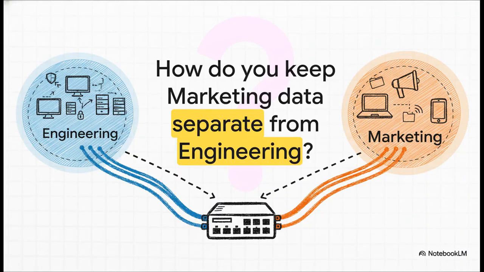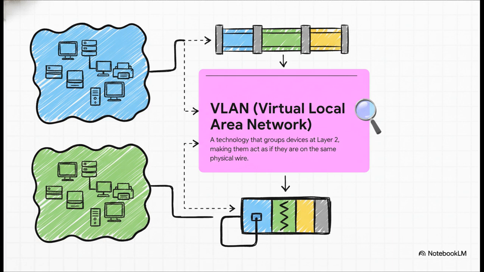So picture this. You're running the network for a company. You've got one single physical network infrastructure. But you have a problem. The engineering team is working on top-secret projects, and you absolutely cannot have the marketing team, or anyone else for that matter, seeing their data. How do you do it? How do you keep them totally separate without having to build a whole second, expensive physical network from scratch? Well, the answer, my friends, is the VLAN.